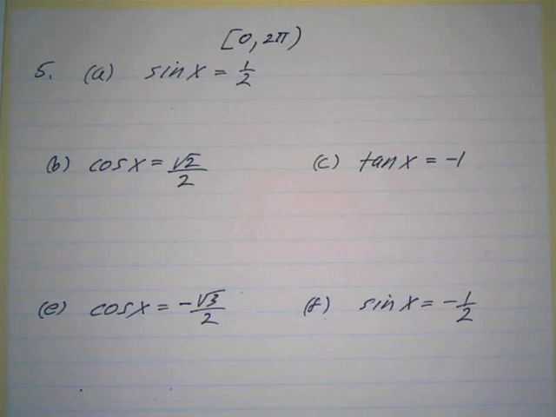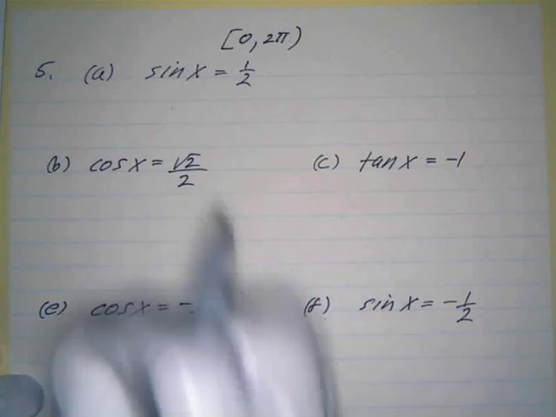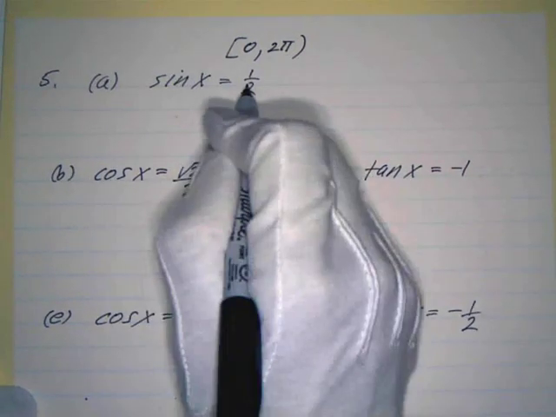Okay, these are some more practice problems, and we have a whole bunch of these little mini equations, I like to call them. They're pretty easy. Now we're going to have a restricted domain, so we're going to go from 0 to 2 pi, including 0, not including 2 pi. And the first one is the sine of x equals 1/2. So we know the sine of x equals 1/2.